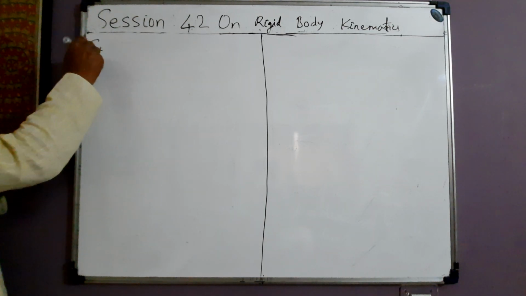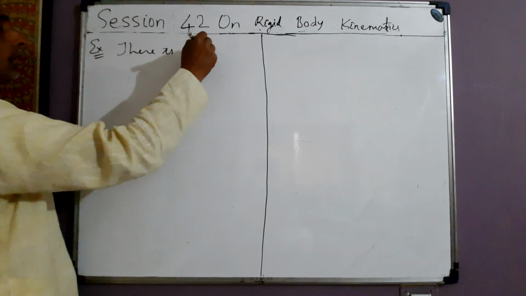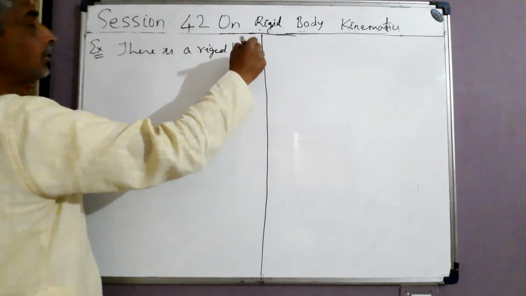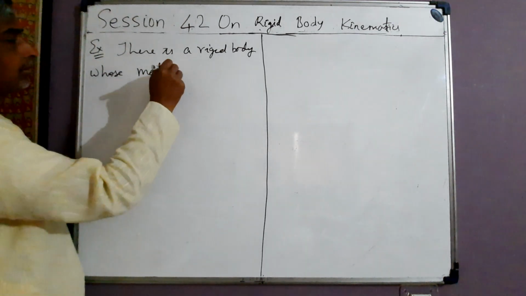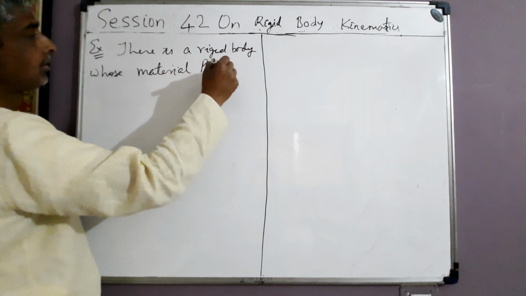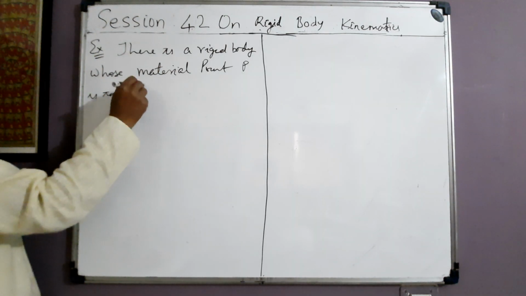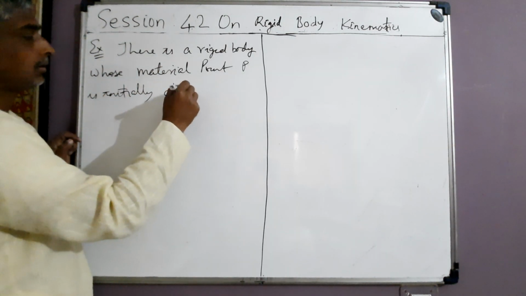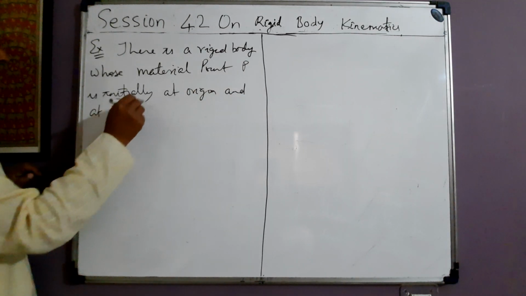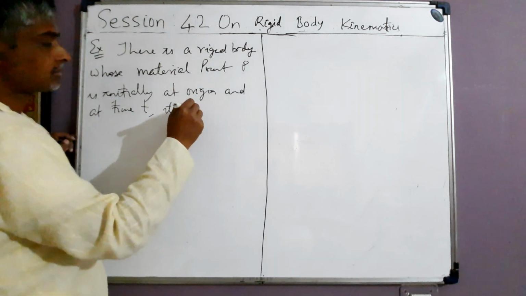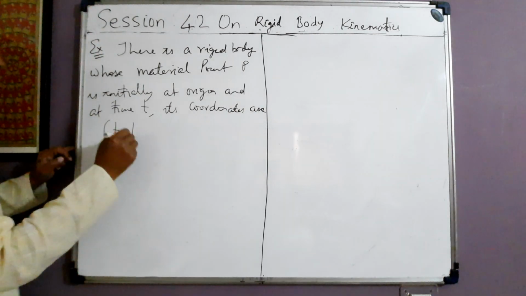I take up one more question on this concept. There is a rigid body whose material point P is initially at origin and at time t its coordinates are t comma t square.